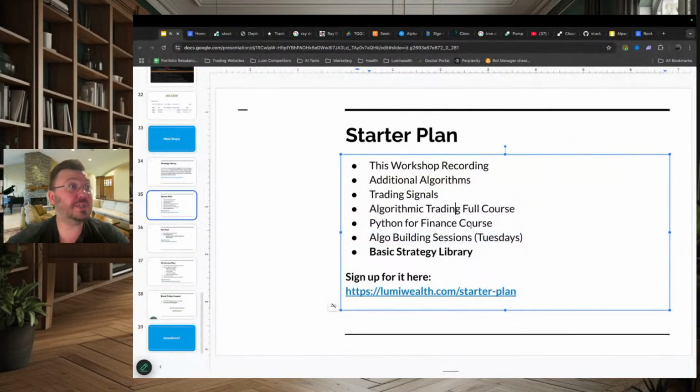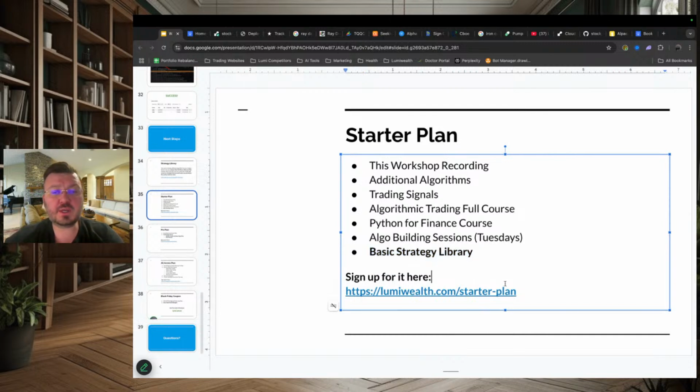But yeah, really interesting sessions every Tuesday. We're constantly building new algorithms. Where do we get all these cool new things? Where do we get all these algorithms that have these crazy results? It's from these sessions. Every Tuesday, we're constantly innovating, creating new things, right? And then also you're going to get access to our basic strategy library, which is essentially those algorithms that we talked about, right?